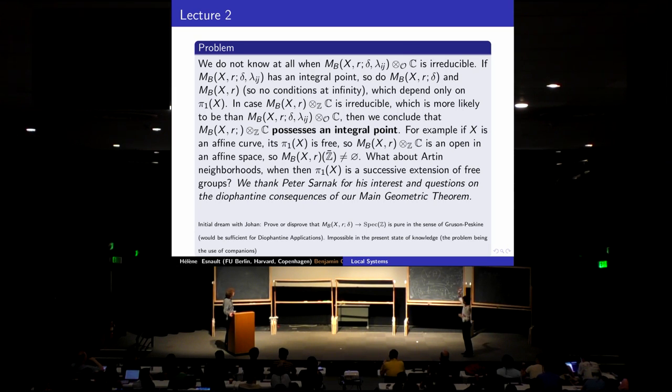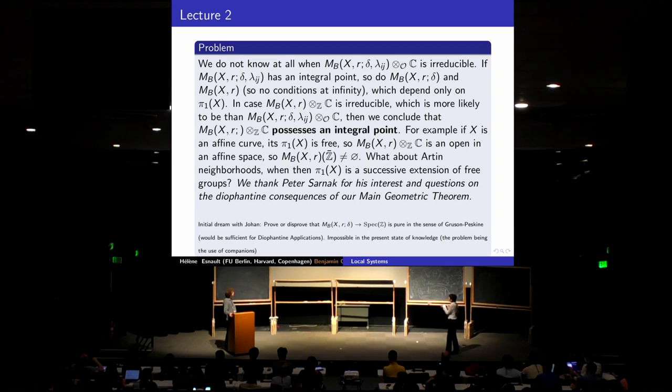And then by the main geometric theorem I was telling you about, we can conclude that if this moduli space, which depends just on the fundamental group itself, is irreducible, then it possesses an integral point. Because I can apply Rumely's theorem, which tells me that if I have an absolutely irreducible variety defined over a number ring, and this variety has a local point for any valuation of the ring of definition, then it has a Z-bar point. That's the theorem which is behind this.